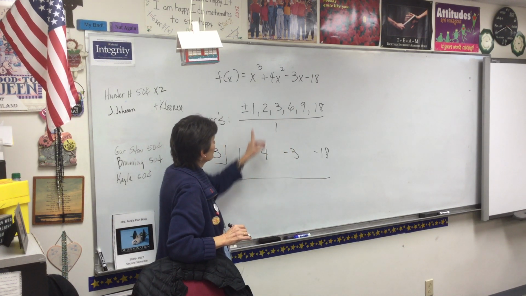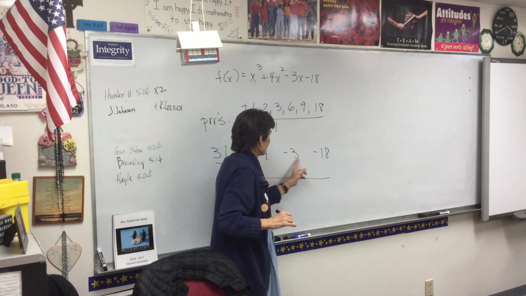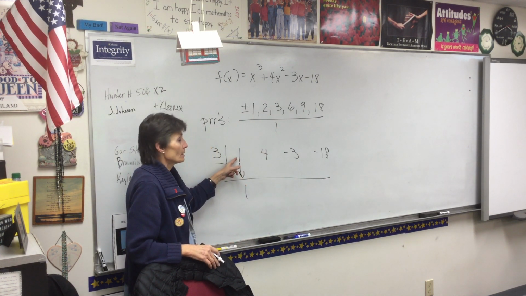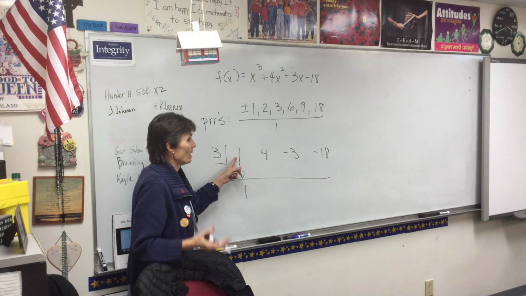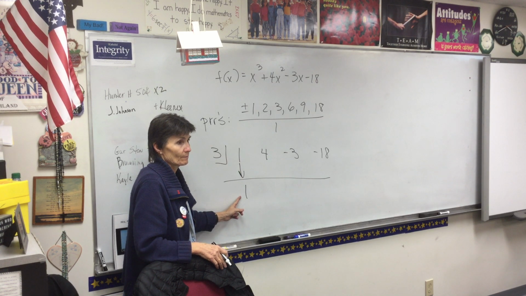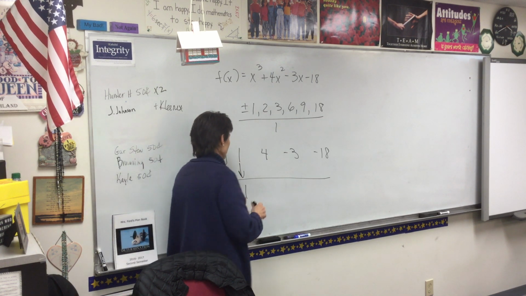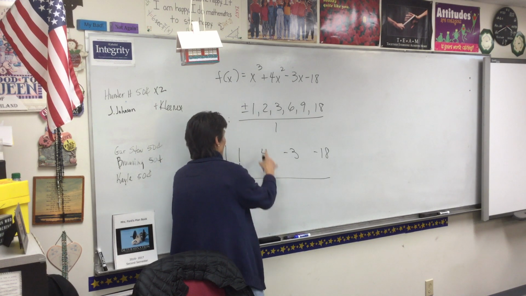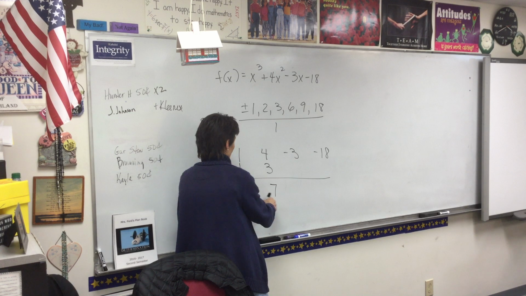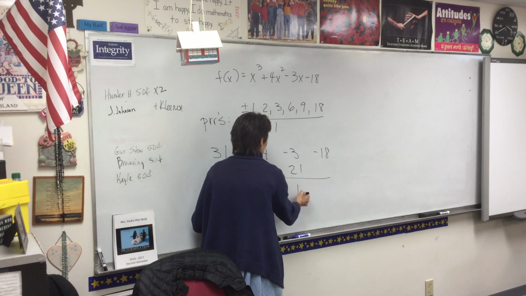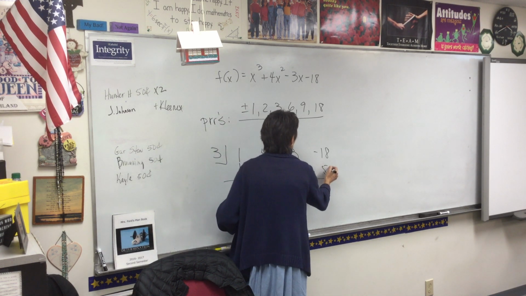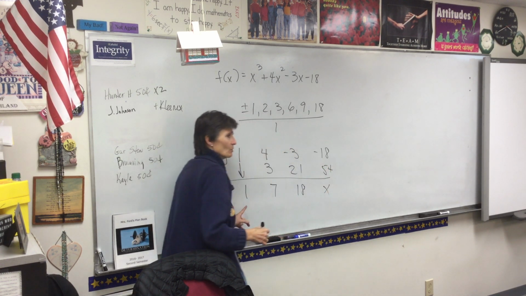Make sure when you write down these numbers that you are including all the negatives. And then remember, this number doesn't have to be a 1. It's been a 1 in our problems, but it could be anything. Whatever it is, you drop it straight down. 3 times 1. Add. 3 times 7, 21. Add. Uh-oh. I don't think that's a good one.